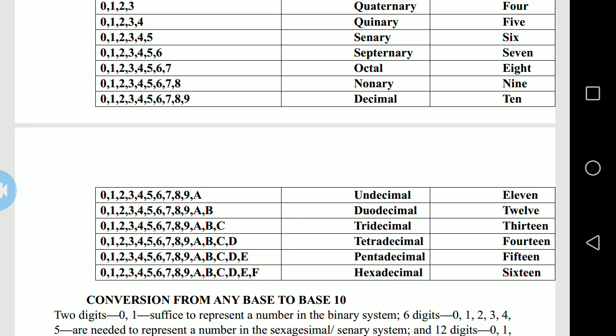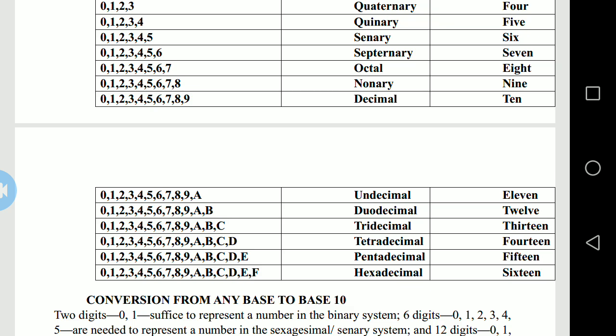The next one is 0 through 9, A, B, and C, and these numbers are called tridecimal, and they are in base 13. And the next one we have 0 through 9, A, B, C, and D, and these numbers are called tetradecimal, and they are in base 14. The next one is 0 through 9, A, B, C, D, E, and these numbers are called pentadecimal, and they are in base 15.